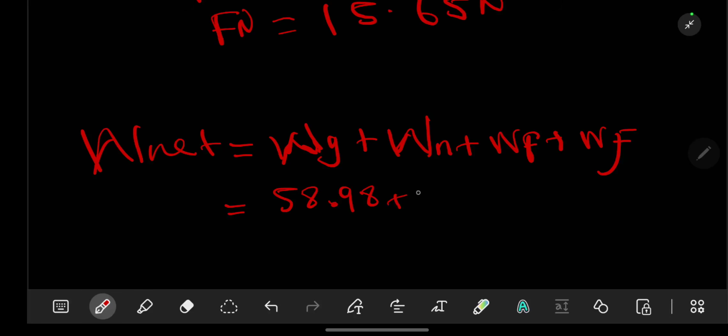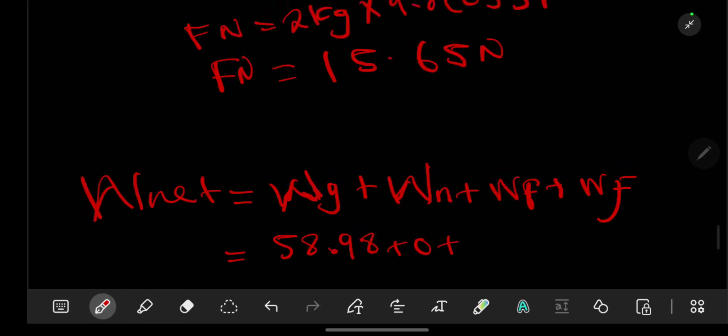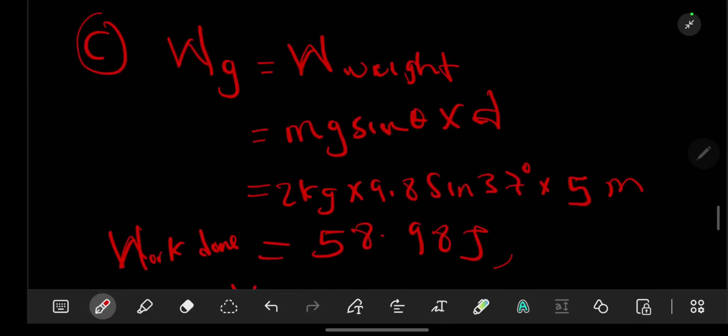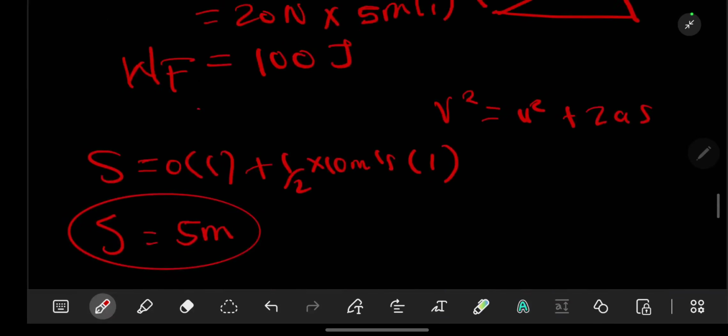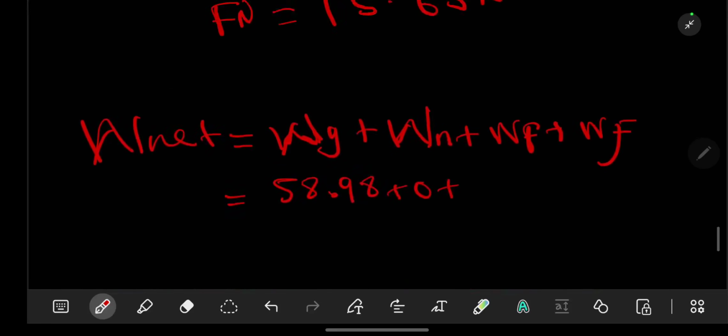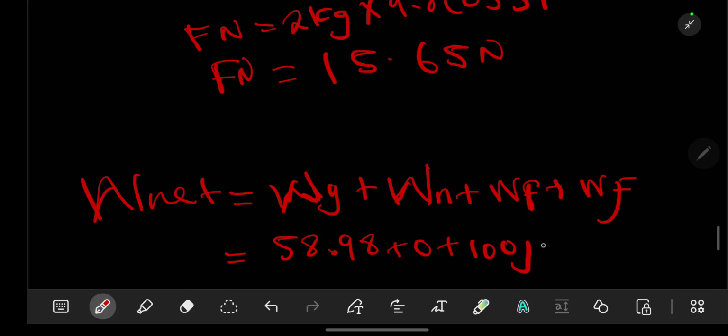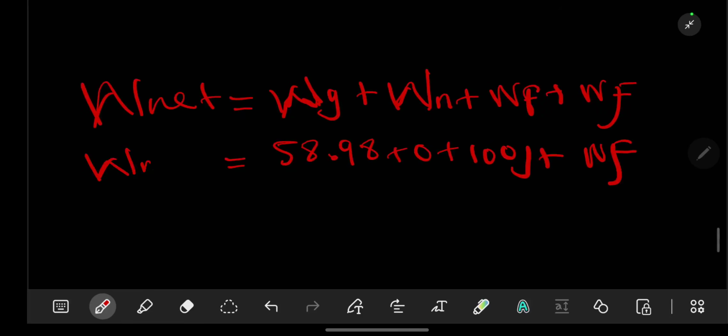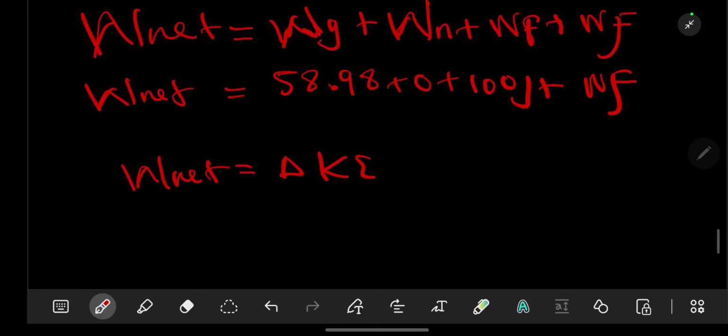Then we have our normal force, which is 0, plus our force. The work done by the applied force was found to be 100 joules. Then we have plus the work done by the friction, which we don't know. So this is the net work. But remember, the net work done should be equal to the change in the kinetic energy, according to the Work-Energy Theorem.